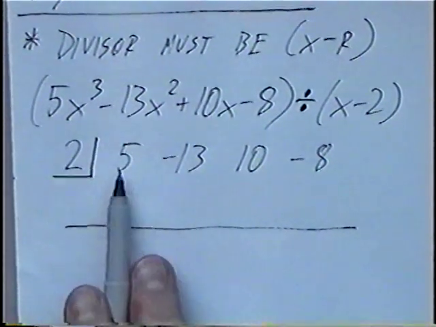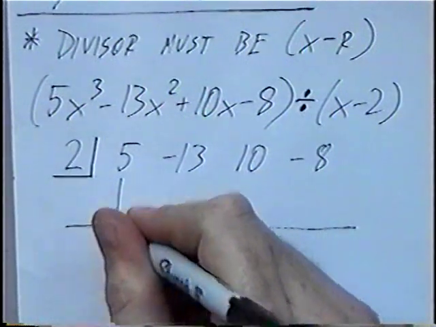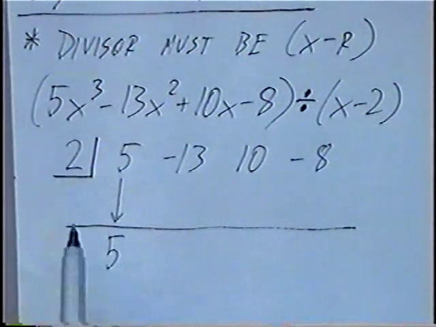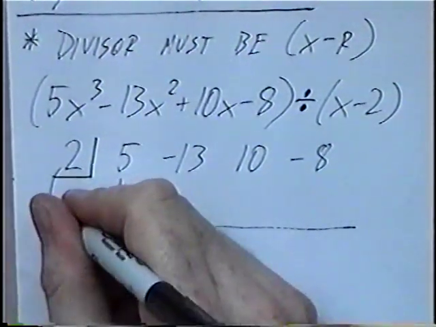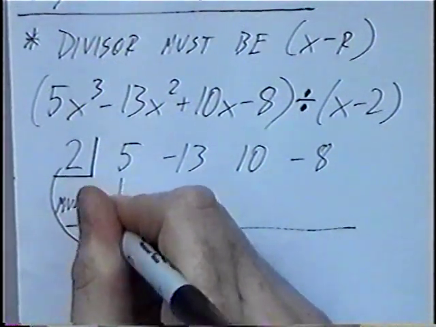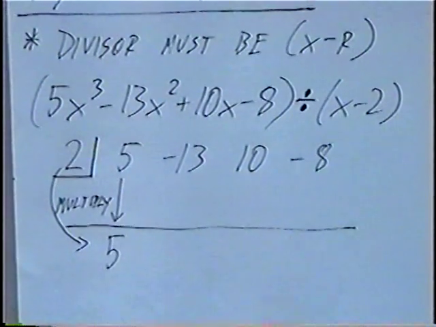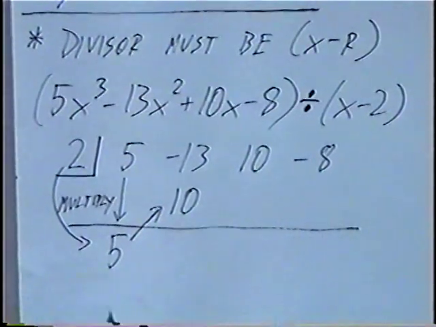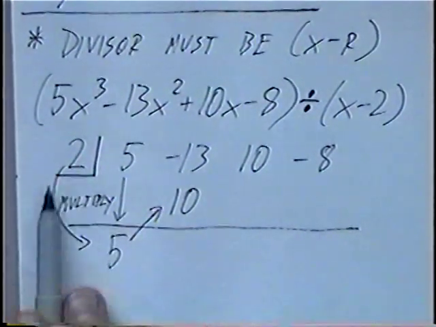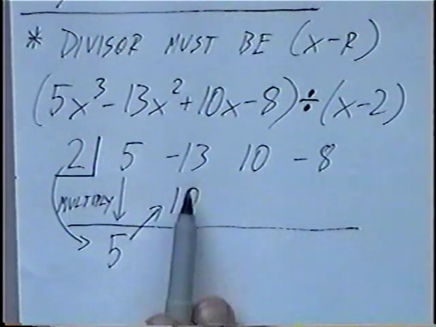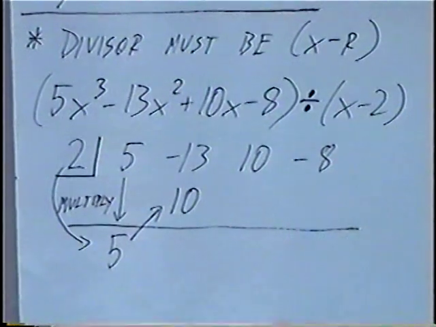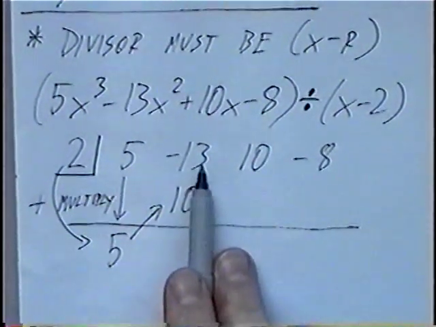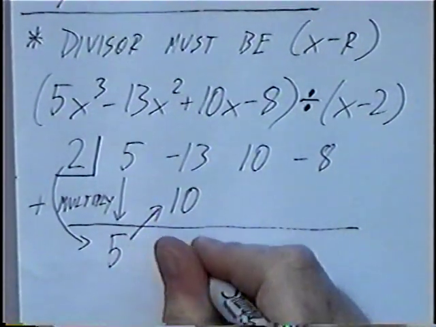To use synthetic division, we'll take the first coefficient, 5, and we'll drop that straight down underneath the line that we drew. The second step, we'll take the number inside the box, which is 2, and we'll multiply by the number that we have on the bottom. So in this case, 2 times 5 would be 10, and we'll write this 10 underneath the next coefficient. So again, we'll drop the first number down without changing it, and then we'll multiply and put the product underneath the next coefficient. With these two coefficients, we'll add them together. Negative 13 plus 10 will be negative 3.